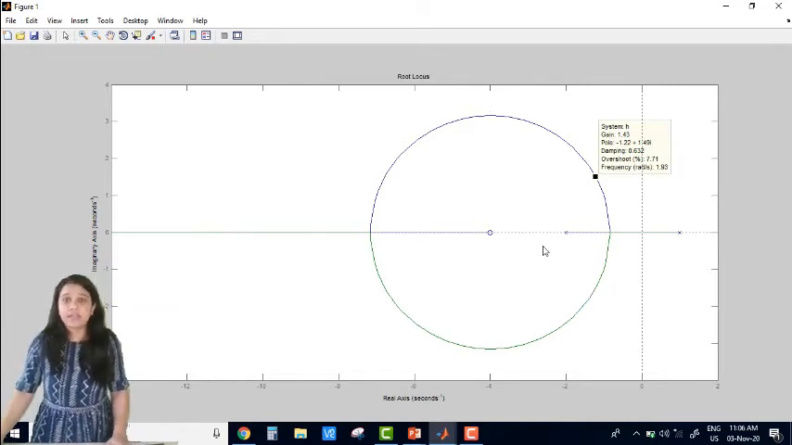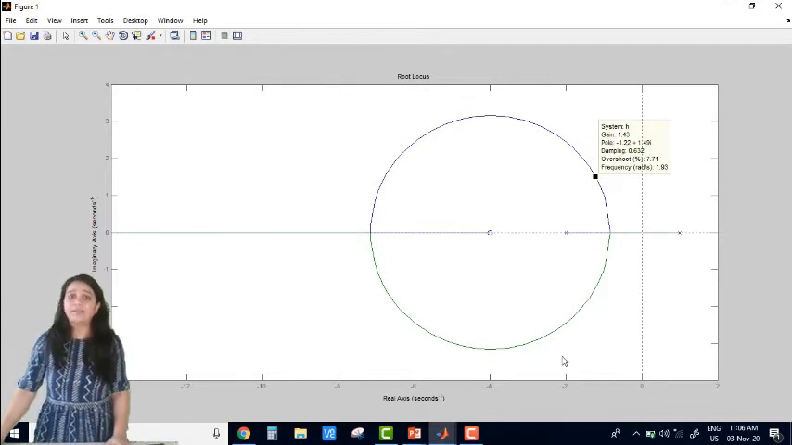Here you can see that the poles and zeros are located in the right-hand side, which means this is the stable system of the transfer function.